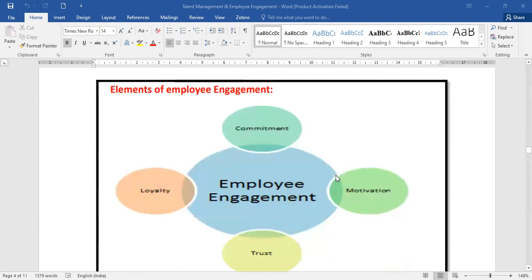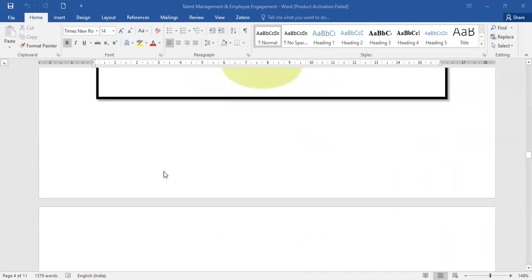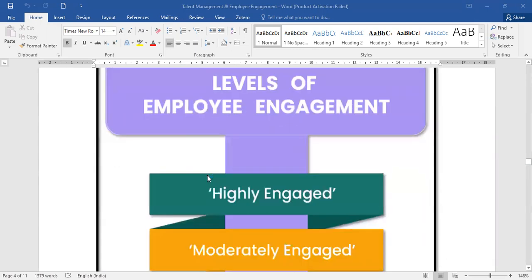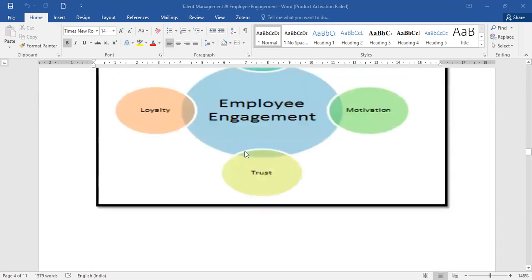The elements are commitment, motivation, trust and loyalty. You need to build these very well. These are the elements which will definitely help the employees to get connected with the organization. Now, how do we understand how to engage the employees?